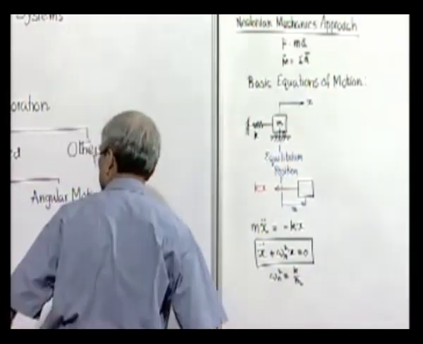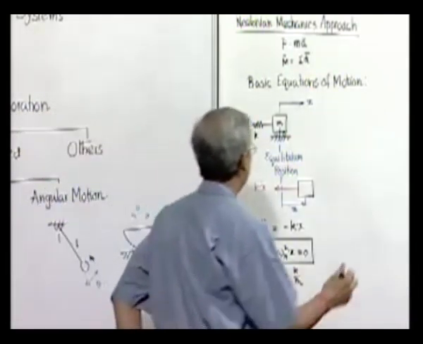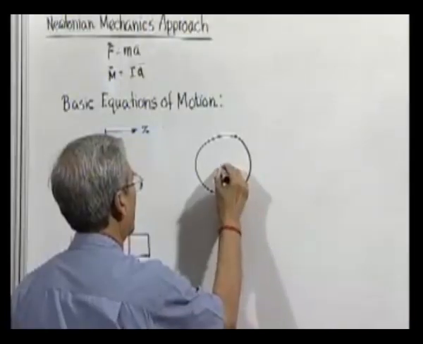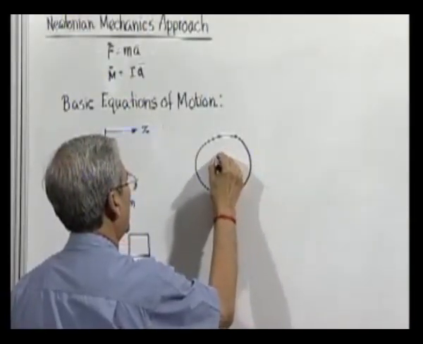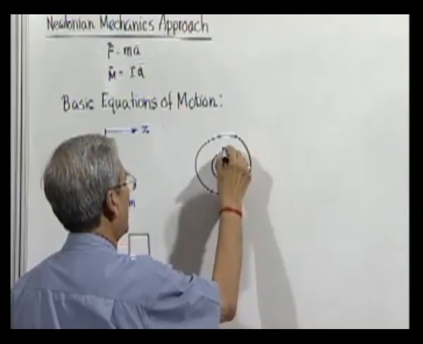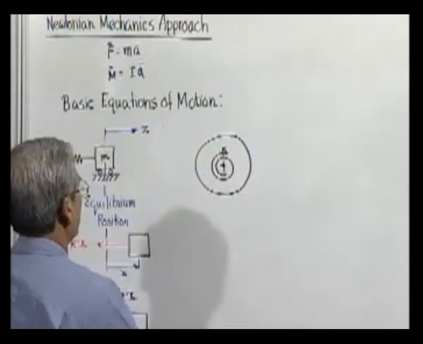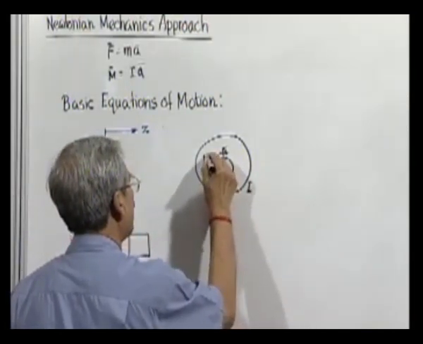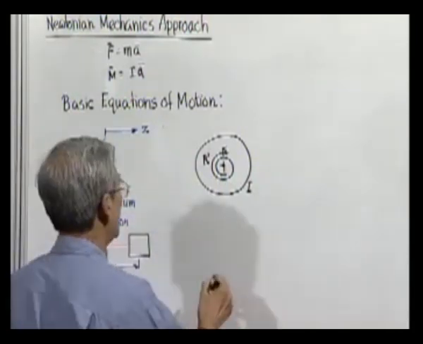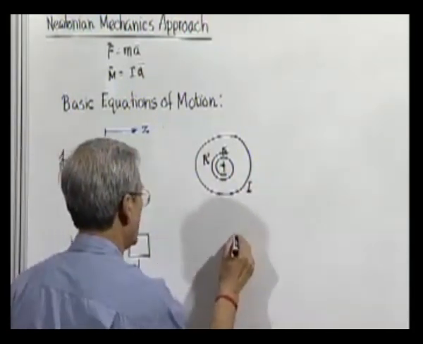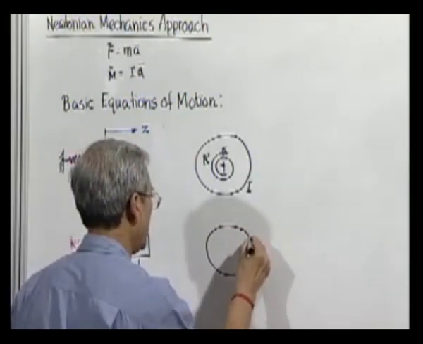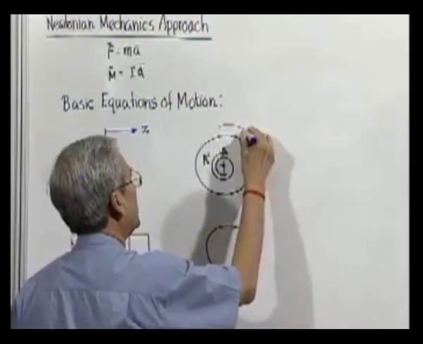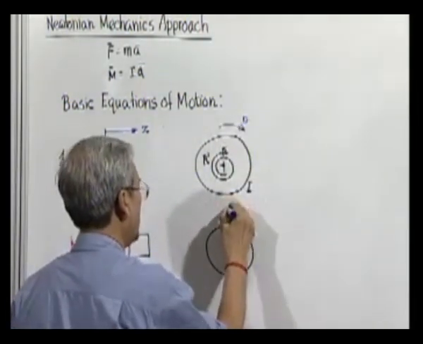If we take up the other system, say this one, here the moment of inertia is I, and the stiffness of this spring is capital K, torsional stiffness, and this is the equilibrium position. So, when it rotates, suppose we measure the displacement in this direction from here, and this is the equilibrium position.